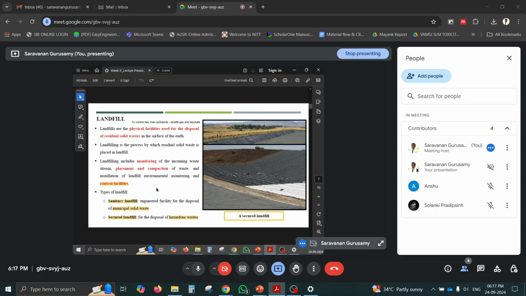So landfill is a physical facility used for the disposal of residual solid waste. That's the important word you have to note down: residual solid waste. Not all the municipal solid waste. Landfill is not for organic waste. Landfill is not for recyclable waste.